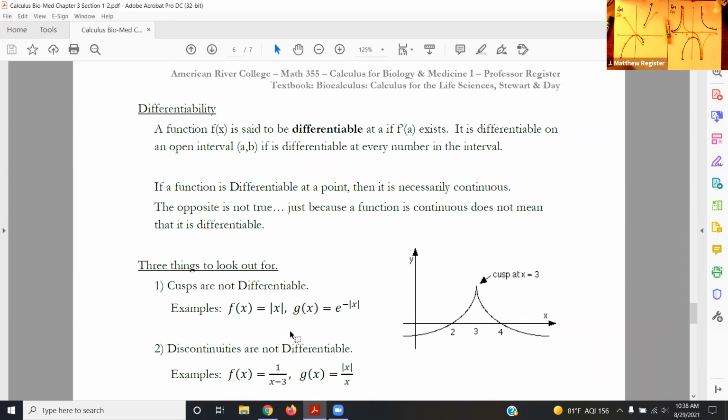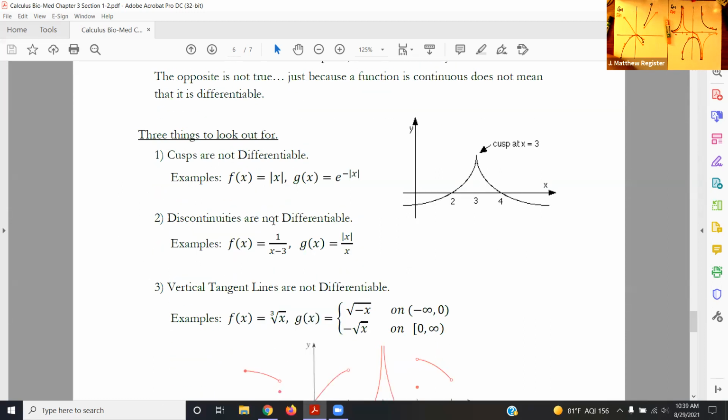Another concept we have is the idea of differentiability. It's kind of like continuity, except not everything that's continuous is going to be differentiable. And so a function is said to be differentiable if f prime exists. It's differentiable on an open interval if it's differentiable at every point on that interval. If a function is differentiable, then it is necessarily continuous, but the opposite is not true. Just because something's continuous does not mean that it is differentiable. And here are 3 different cases to look out for.